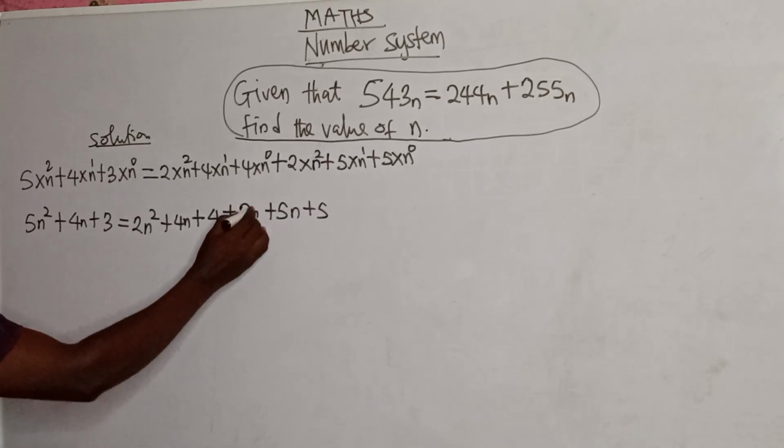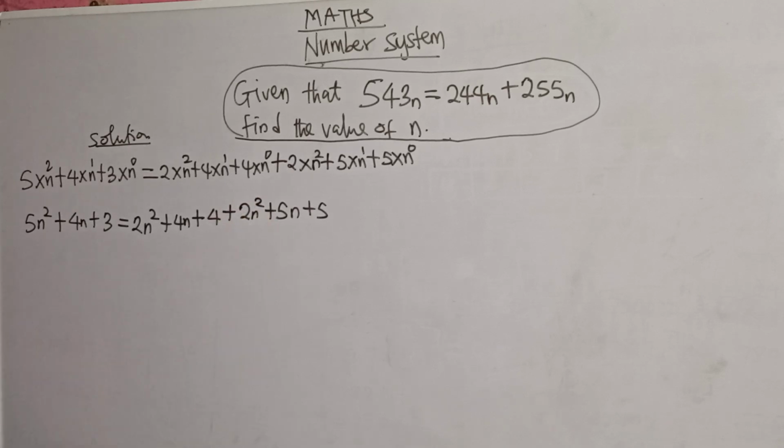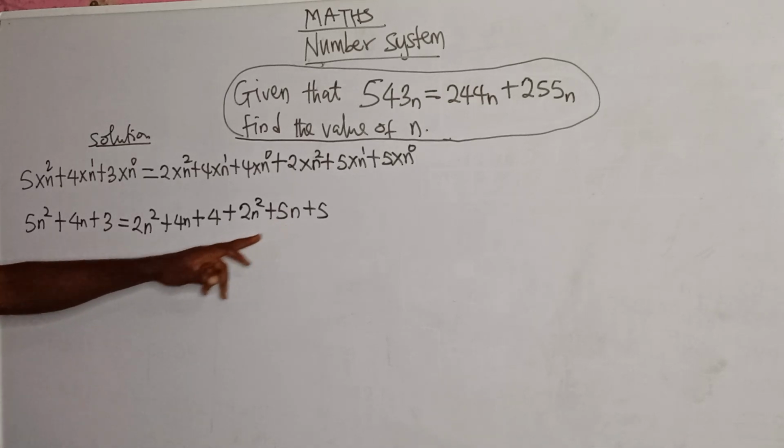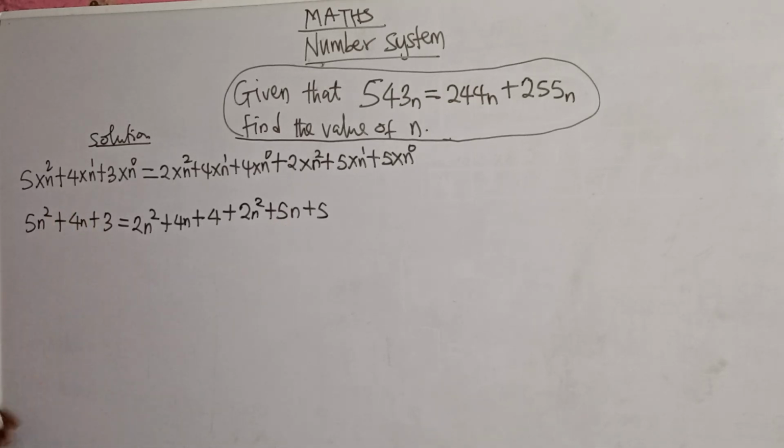So right now we are going to collect like terms. All those that have square, we'll take them to one side. All the ones that have just n, we'll take them to one side. Those that do not have n, we'll bring them to one side also. The best way is to transfer all these numbers to this side. Or let's first gather this side first.